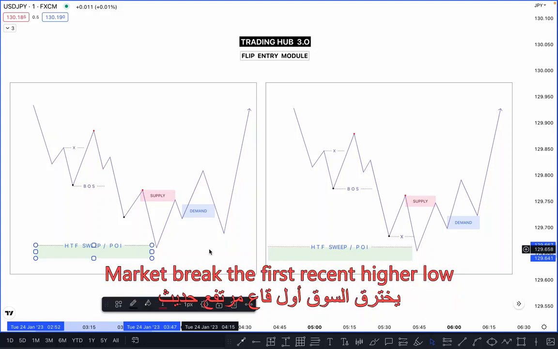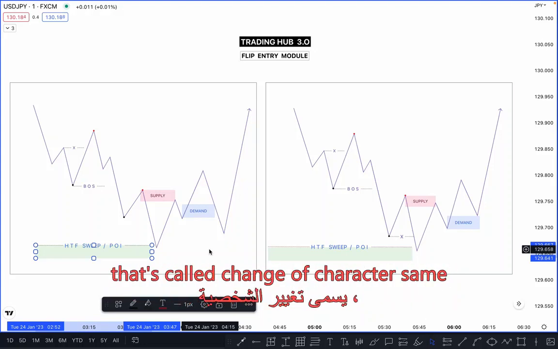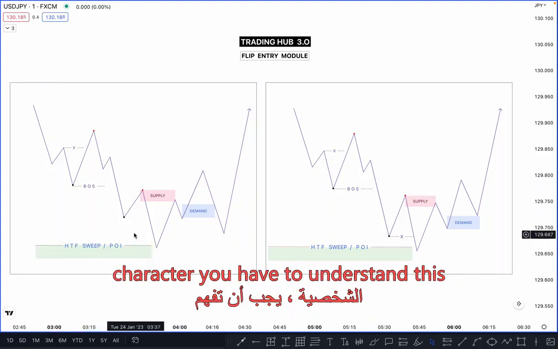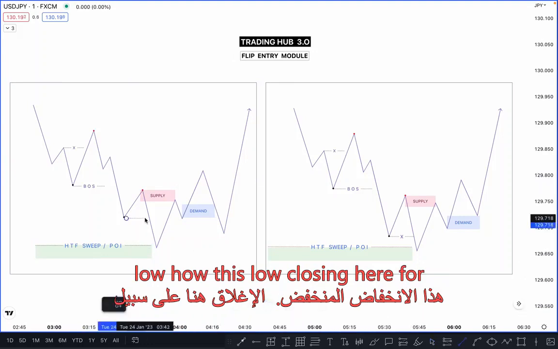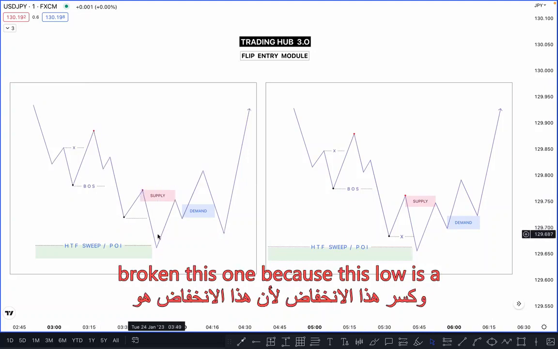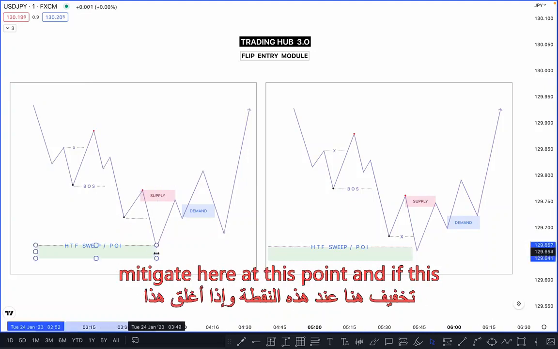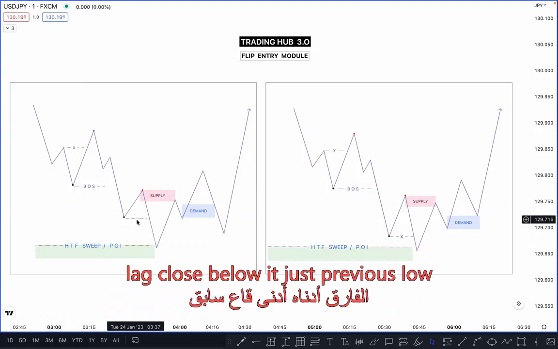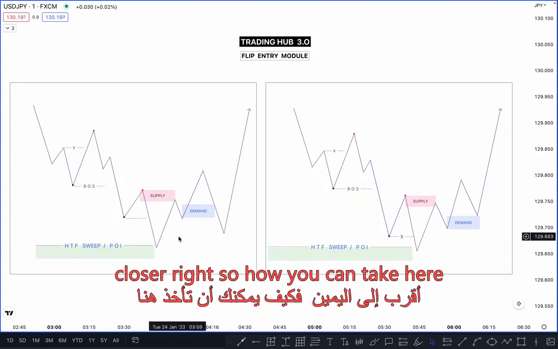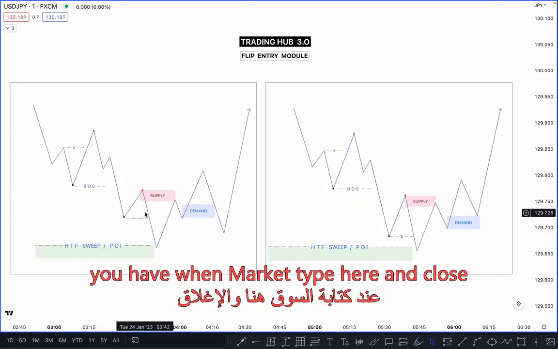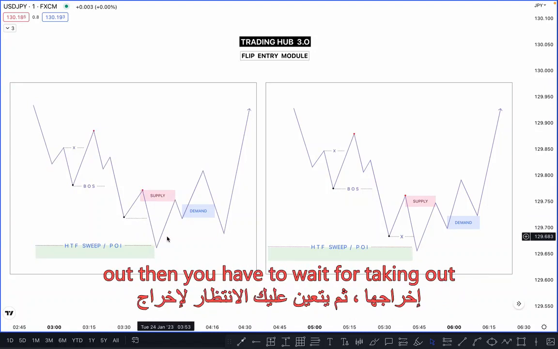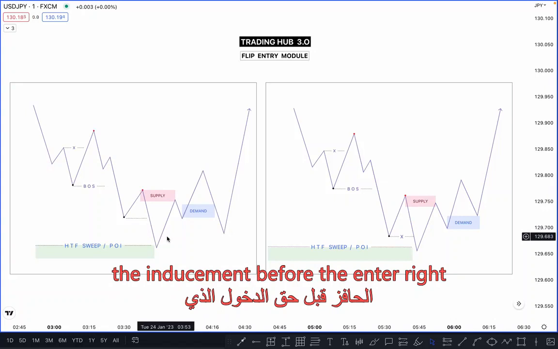Generally, when the market breaks the first recent high or low, that's called change of character. The same thing applies here, but before confirming this change of character, you have to understand this low, how this low is closing. For example, this one, right? If the market breaks the recent low, which is here, because this low is mitigated at this point, and if this leg closes below the previous low, right? So this becomes our candle close. So when the market taps here and closes below it, it means liquidity is not taken out, then you have to wait for the inducement to be taken out before the entry, right?